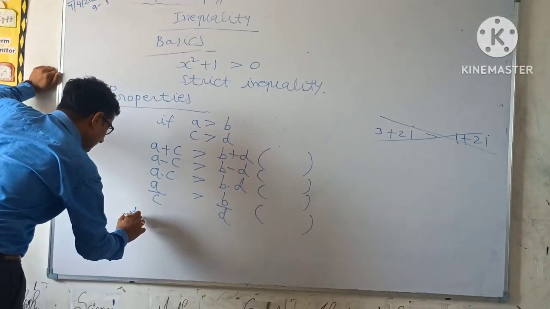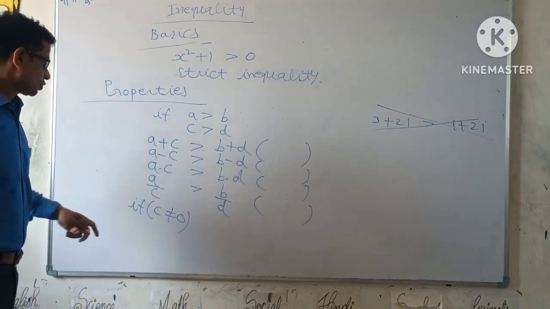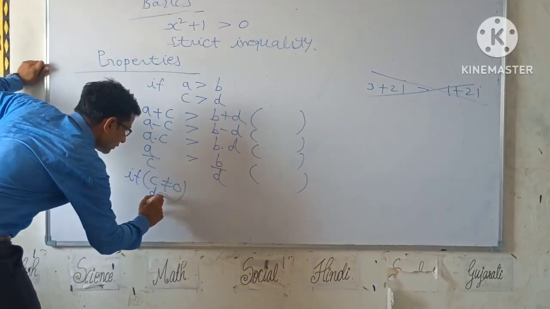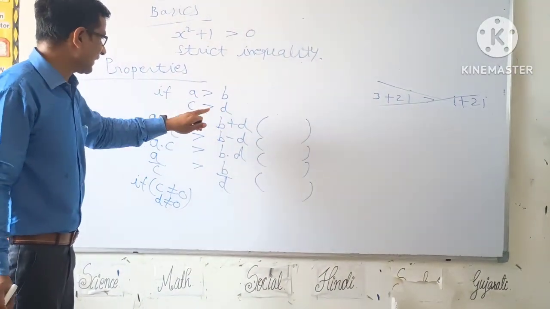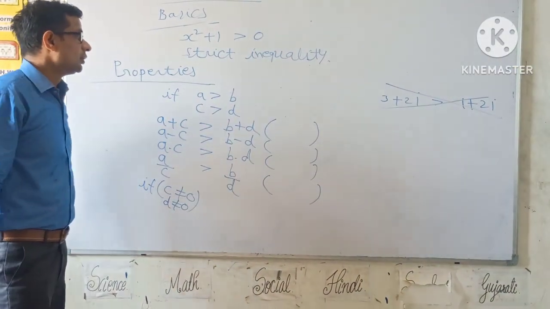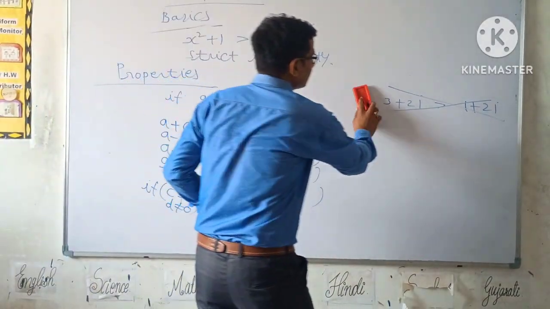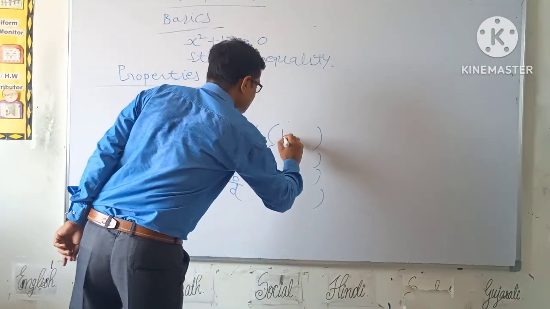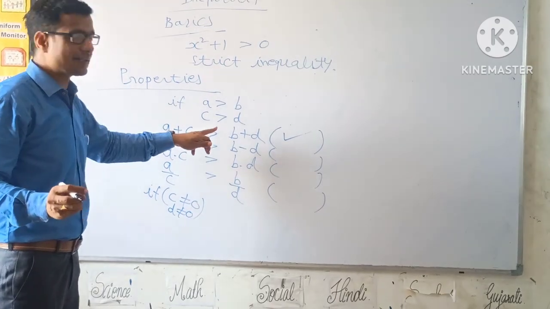Here, for the division, C is not equal to 0, since we cannot take the denominator as 0, and D is not equal to 0 also. So if A is greater than B and C is greater than D, can we add them? A plus C greater than B plus D. By thinking of different examples, you will find that this is true. We can add two inequalities of the same nature. If A is greater than B and C is greater than D, then A plus C is always greater than B plus D.